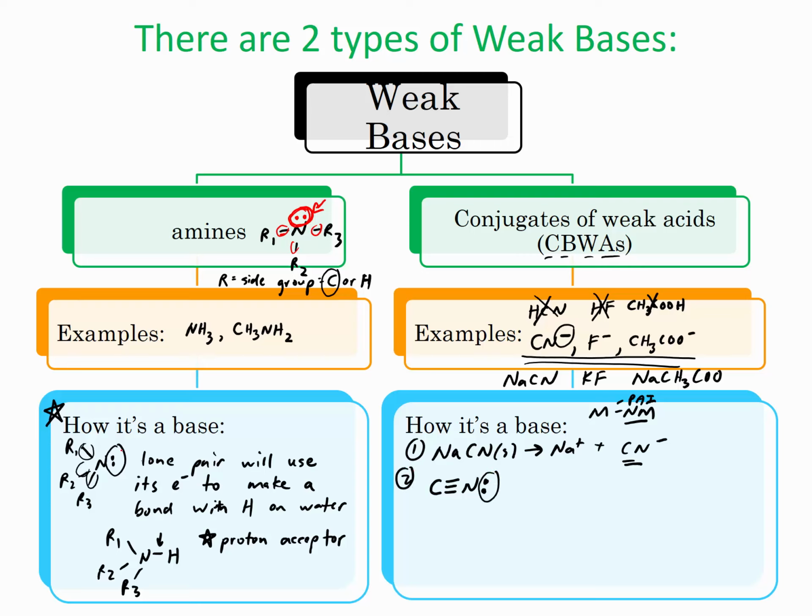This lone pair is the second thing that happens. Similar to the amine example, this lone pair has an affinity for hydrogen on water. Like the amine over here, this lone pair is going to snatch an H off of water, and then it'll turn water into hydroxide. So it makes hydroxide indirectly. It's a proton acceptor, just like all Bronsted-Lowry bases are. We'll go through a quick reaction of each on the next couple of slides.